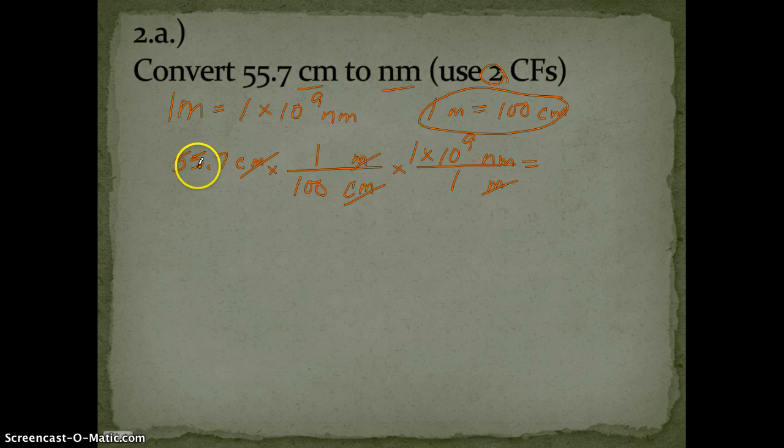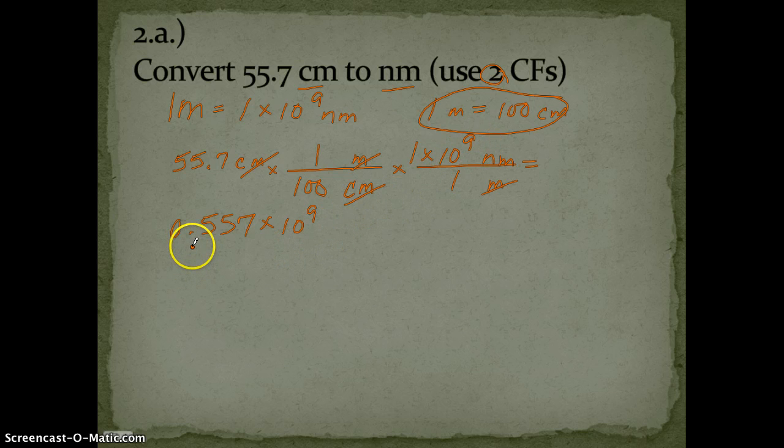So if you take 55.7 and you divide it by 100, essentially that's going to give you 0.557. No brainer. Then all you have to do is look for exponents. You only have one, so it's going to be times 10 to the 9th. It's a numerator, so you just keep it as a positive 9.